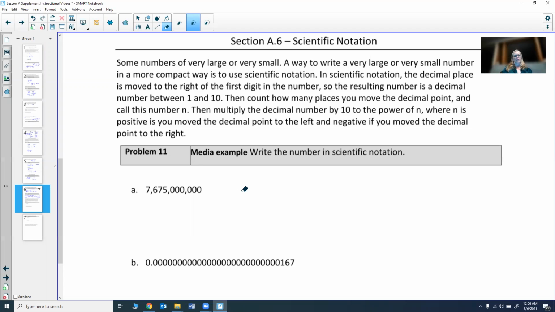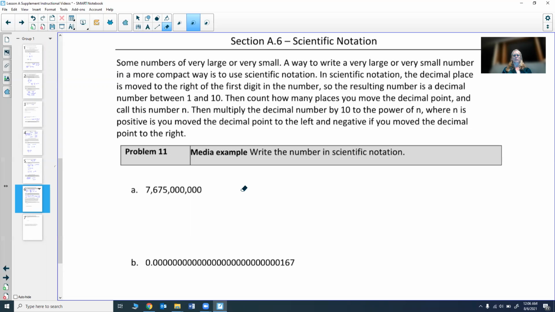So let's look at how we can write some really, really large numbers or really, really small numbers in a more compact way. And the way we can do that is to use scientific notation. In scientific notation, the decimal place is moved to the right of the first digit in the number. So the resulting number is a decimal number between 1 and 10.